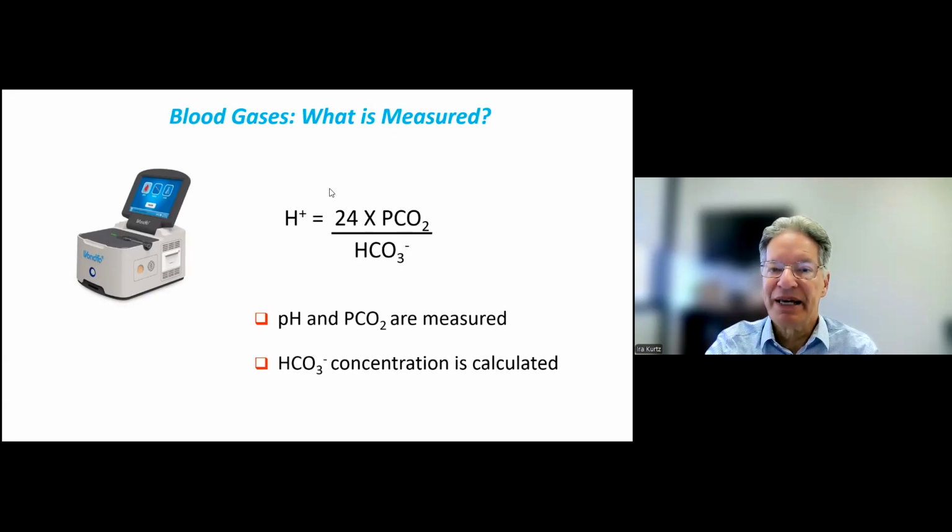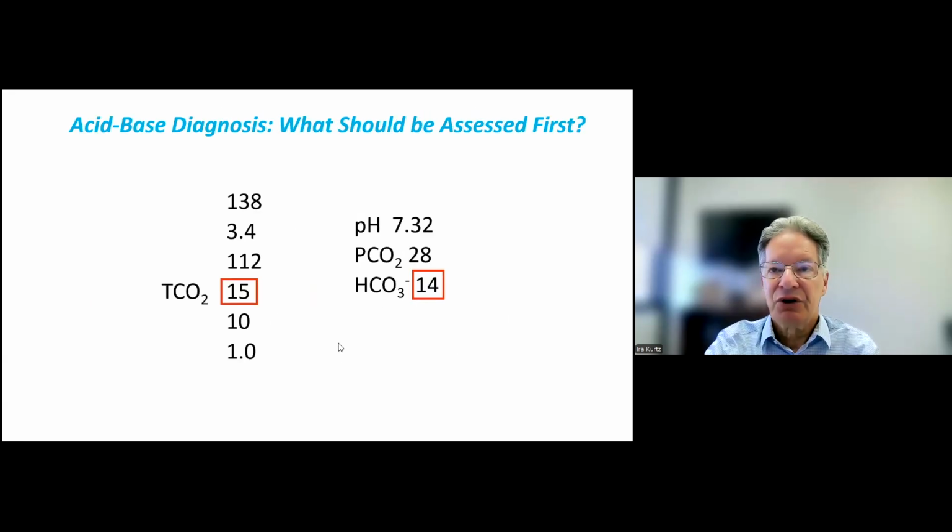But it's a way of just making sure that the lab didn't make a mistake. The right side must always equal the left side. So let's take a patient now. Now we're in the real world and we have a patient with an acid-base abnormality. We understand now the measurements, but how do we approach the patient?